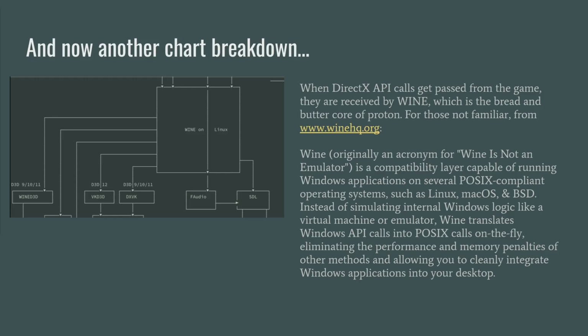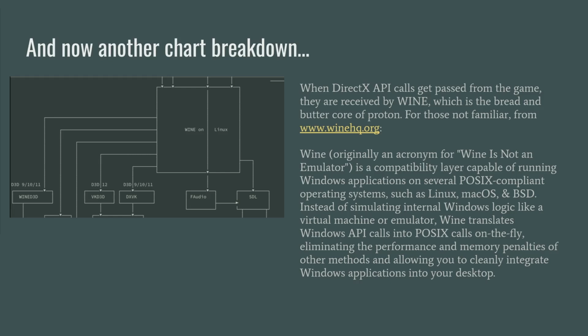VKD3D and DXVK is that WineD3D was for OpenGL. So before VKD3D and before DXVK existed, that's how games would get translated. They would translate the DirectX calls to OpenGL through WineD3D. Nowadays, especially with Proton specifically, we use DXVK and VKD3D for translating those DirectX calls to Vulkan.